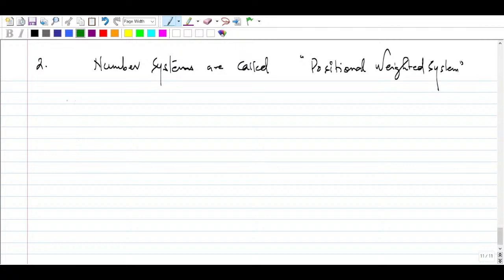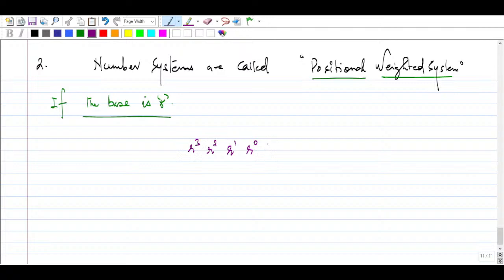If the base is R, let me generalize, the base is small r. Then how can you write the number system here? Based on positions, positional weighted system. So we can write like this: r to the power 0, r to the power 1, r to the power 2, r to the power 3. There will be one radix point. You can say this is a decimal point, also known as the radix point. To the left, you have to write r raised to power 0.